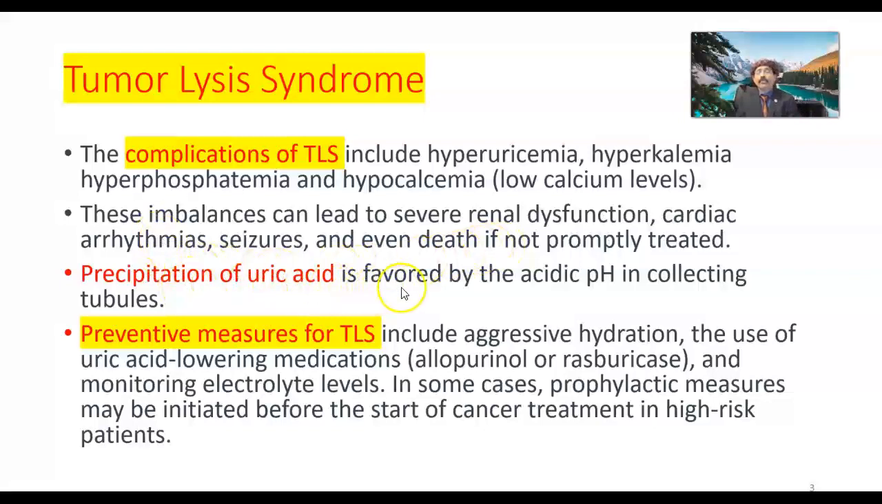Precipitation of uric acid is favored by acidic pH. We know that our urine pH is acidic. Collecting tubule, acidic pH in collecting tubule.